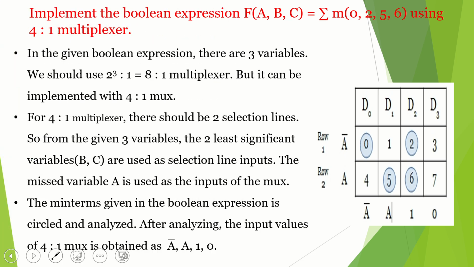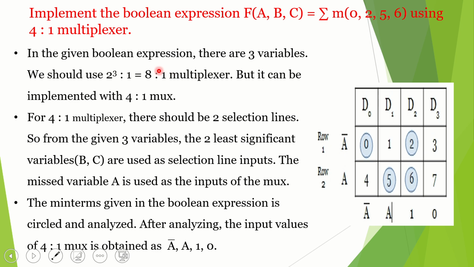So let's get into one example problem. So the function has A, B, C, three variables. The min terms mentioned here are 0, 2, 5, 6. So we can implement this by using an 8 cross 1 mux because there are three variables. So 2 power 3, that is an 8 is to 1 mux, is to be considered.